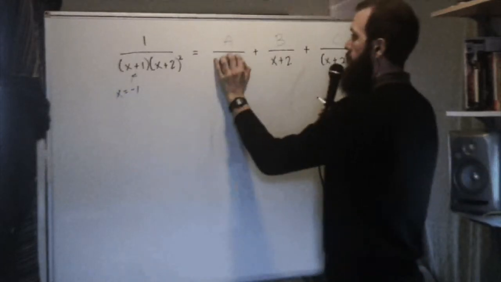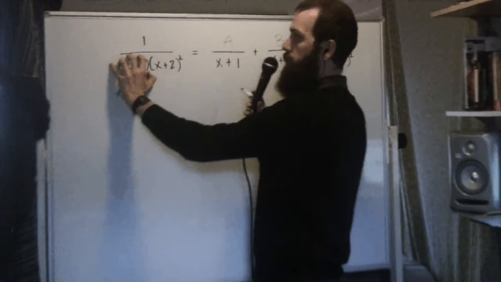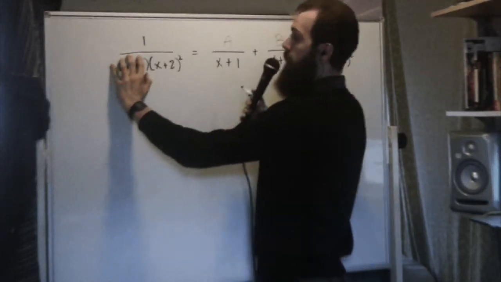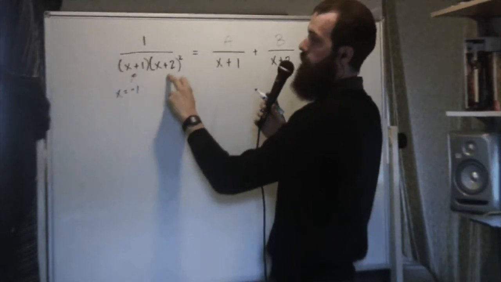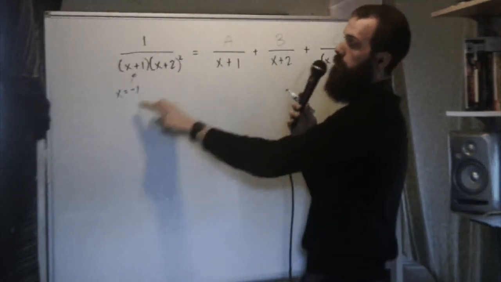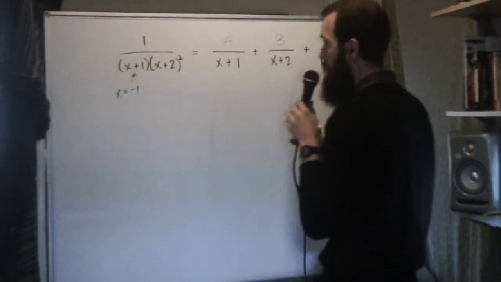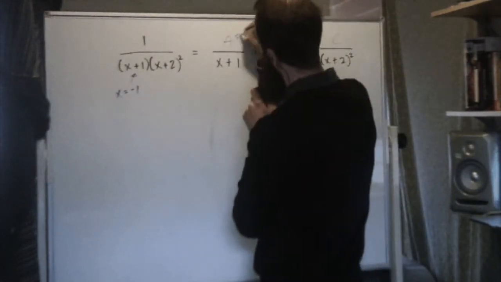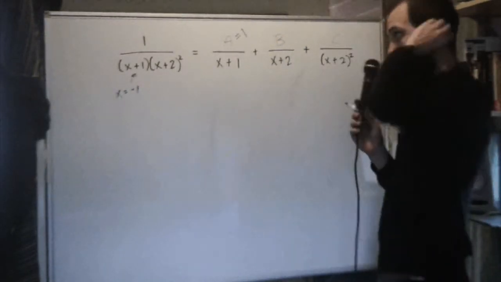And now we're going to cover up that x plus 1 in the denominator of our original, and plug -1 in for x in the remaining factor. So -1 plus 2 is 1, squared is 1. 1 over 1 gives us our A value equals 1.